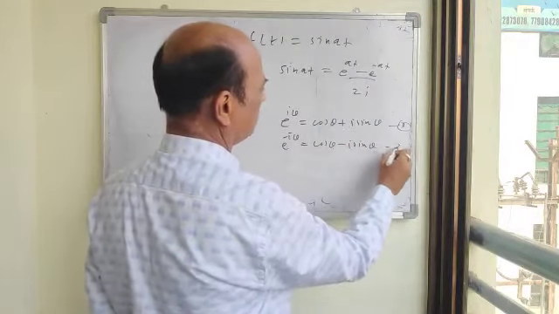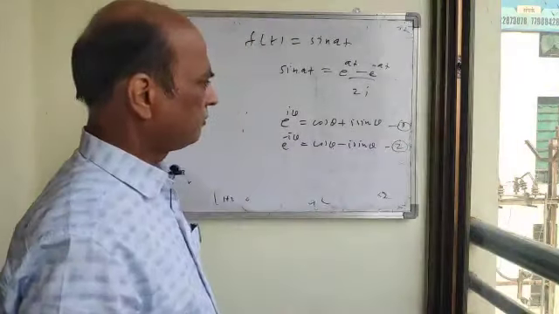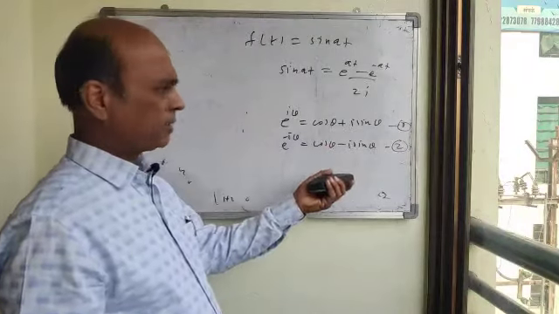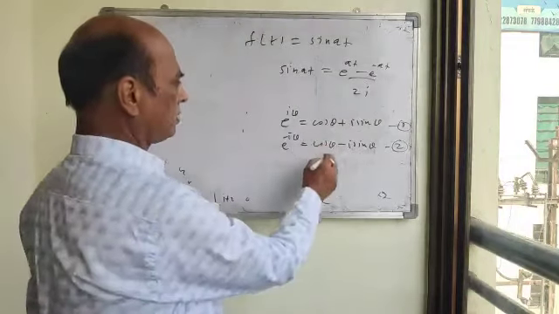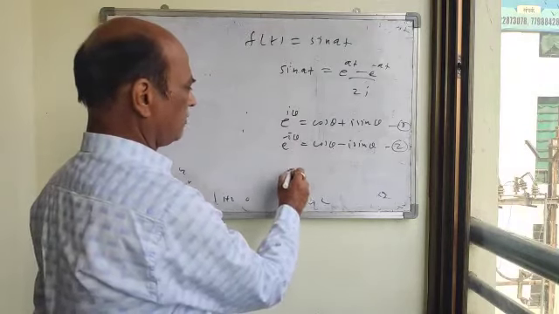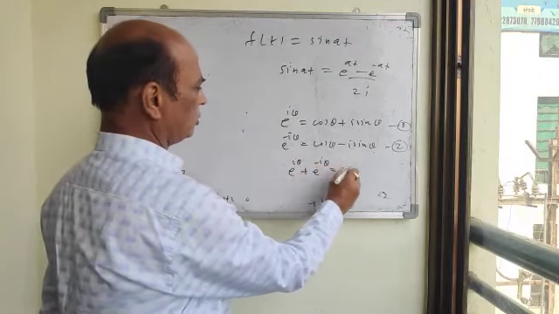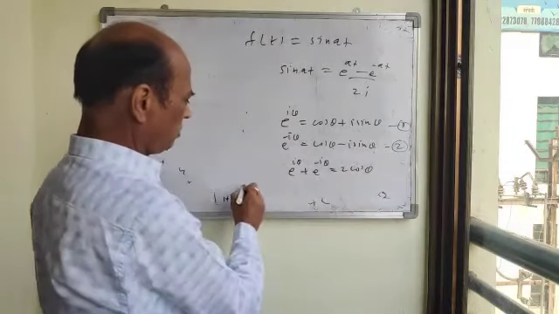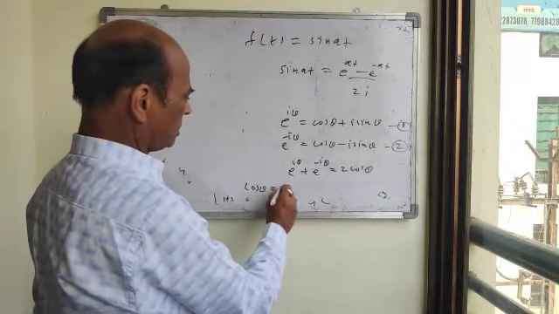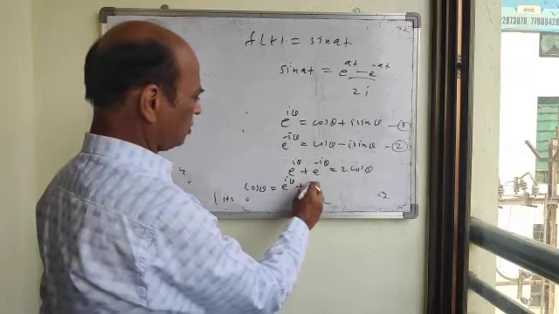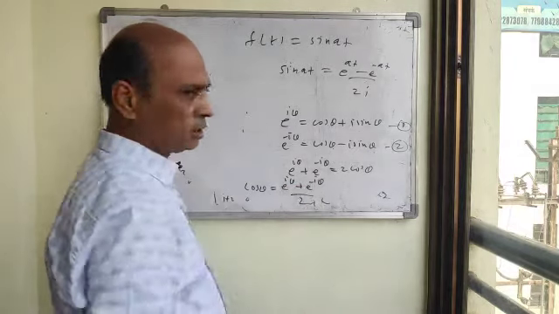Suppose this is equation 1, this is equation 2. By adding these, what will happen? This will cancel. So cos theta plus cos theta is 2 cos theta. So e to the power i theta plus e to the power minus i theta is equal to 2 cos theta. And from this you can find cos theta is equal to e to the power i theta plus e to the power minus i theta divided by 2.